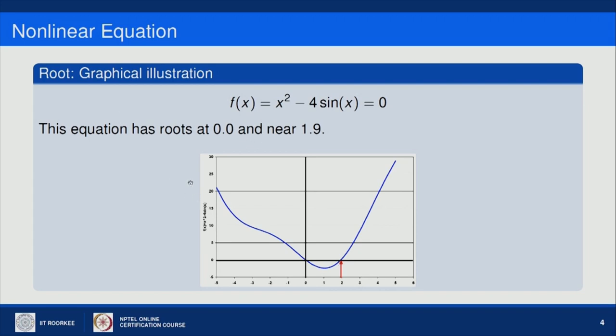So graphically we can say the solution of a nonlinear equation means we have to take the curve of the nonlinear function, and we need to see where this particular curve is touching or intersecting the x-axis.